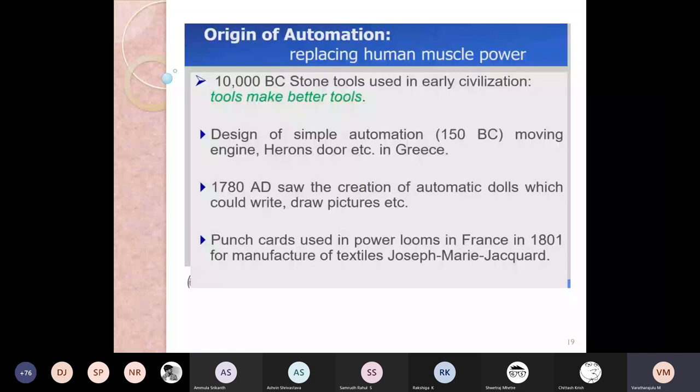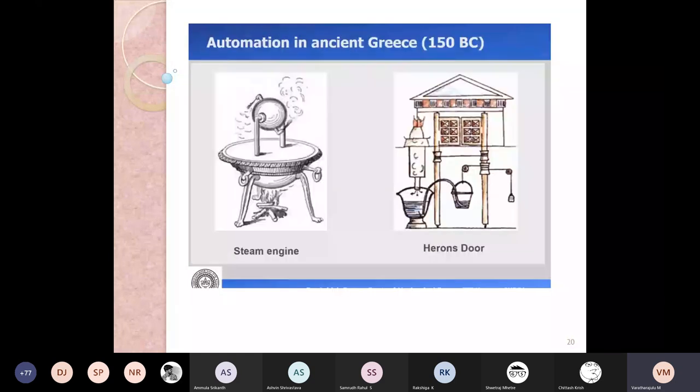That is the steam engine, and the first steam engine, which was introduced during 150 BC. And it is visible. The presentation are visible, and see. Yes, sir, it's visible.